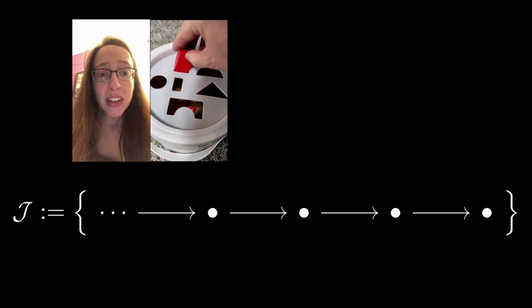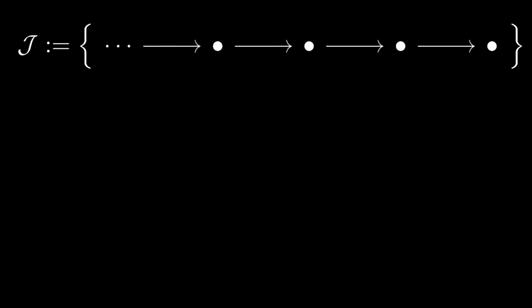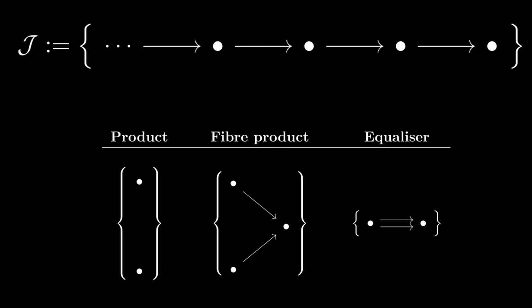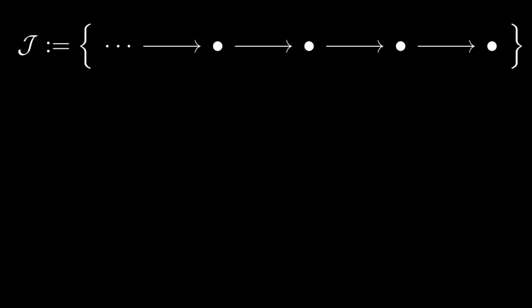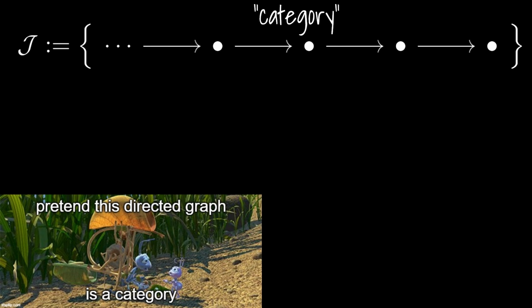To talk about general limits, we first need some sort of shape J. For example, I'll take this infinite chain of arrows as my shape. If you wanted to construct one of the limits we've already talked about from earlier, you could choose J to be one of these other shapes. Now, technically speaking, this shape is supposed to be a category, but if you don't know what that is, it's fine to just view them as a directed graph, just vertices and arrows between them.